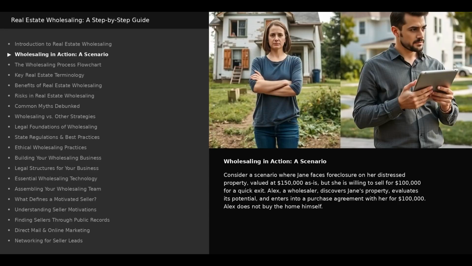Wholesaling in action. A scenario. Consider a scenario where Jane faces foreclosure on her distressed property, valued at $150,000 as is, but she is willing to sell for $100,000 for a quick exit. Alex, a wholesaler, discovers Jane's property, evaluates its potential, and enters into a purchase agreement with her for $100,000. Alex does not buy the home himself.